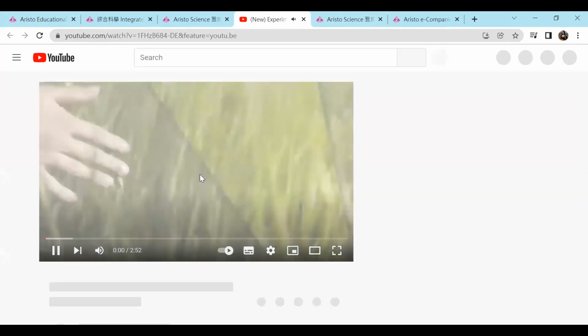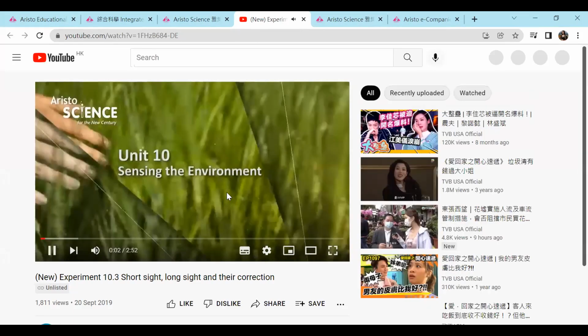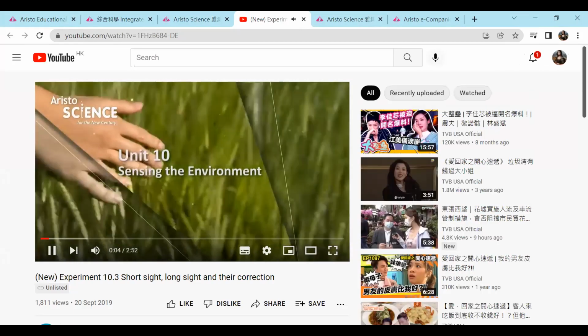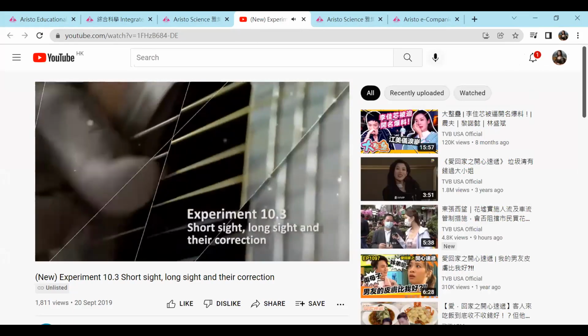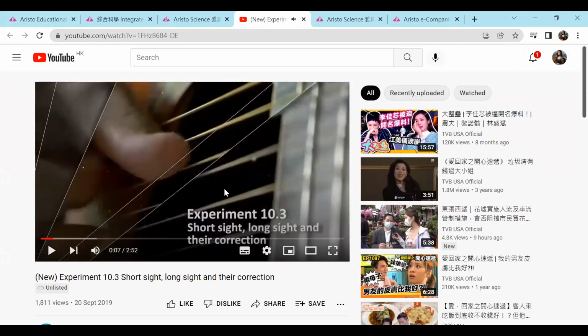So let's take a look at experiment 10.3. It talks about short sight, long sight, and their correction. The Chinese meaning is 短視、近視. Okay, so remember.